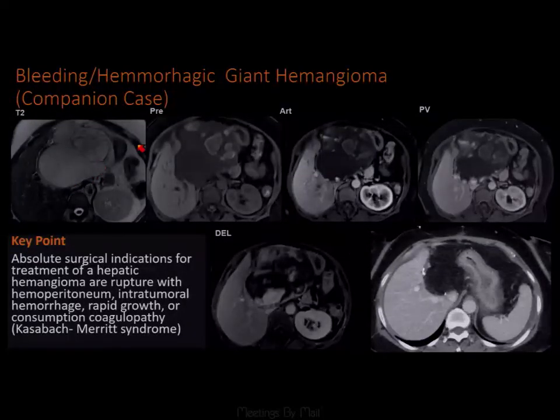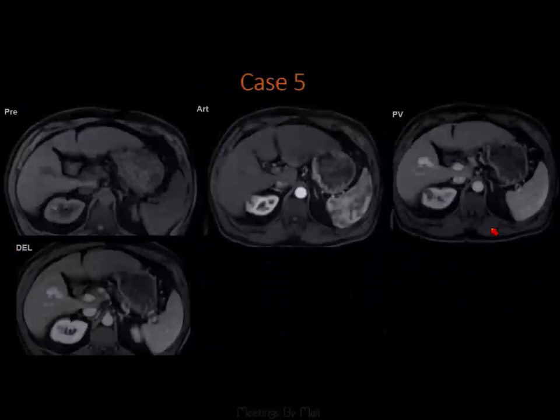While they're benign, obviously, they can need surgery. This patient ended up bleeding into their giant hemangioma. You can see these large T1 hyperintense foci of blood products. They can present with rupture, rapid growth, or even consumption coagulopathy, necessitating surgery. This patient had a left hepatectomy.